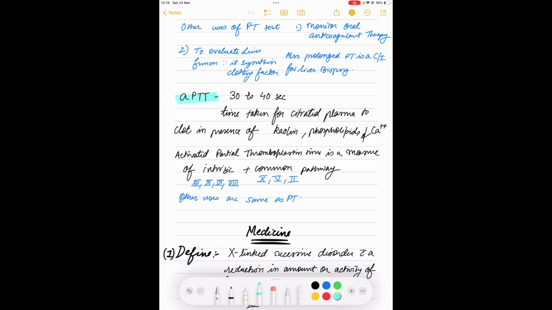Talking about the third test, or the fourth test, that is APTT, that is activated partial thromboplastin time, which is referred to the time taken for citrated plasma to clot in the presence of kaolin, phospholipids and calcium. So basically these three things are required for activation of intrinsic pathway, and therefore this test is a measure of intrinsic pathway plus the common pathway, which means that if in case APTT is increased from its normal 30 to 40 second duration, then you can suspect a deficiency or a problem with the factors 12, 11, 9 and 8 plus the factors of common pathway.